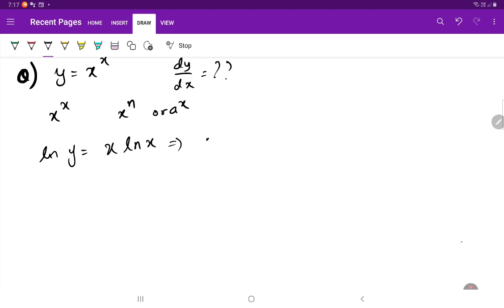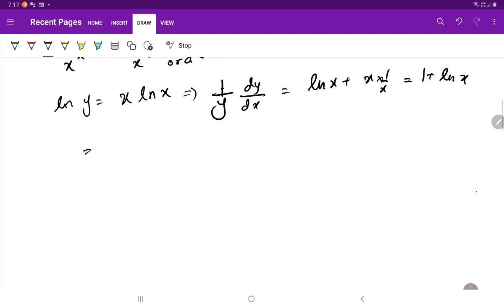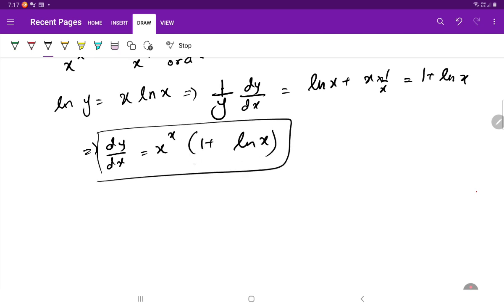Now differentiating both sides of the equation with respect to x, you will get 1 by y dy by dx is equal to ln x plus x into 1 by x, which comes out to be 1 plus ln x. From here you get dy by dx is equal to x to the power x into 1 plus ln x, and that's the answer.